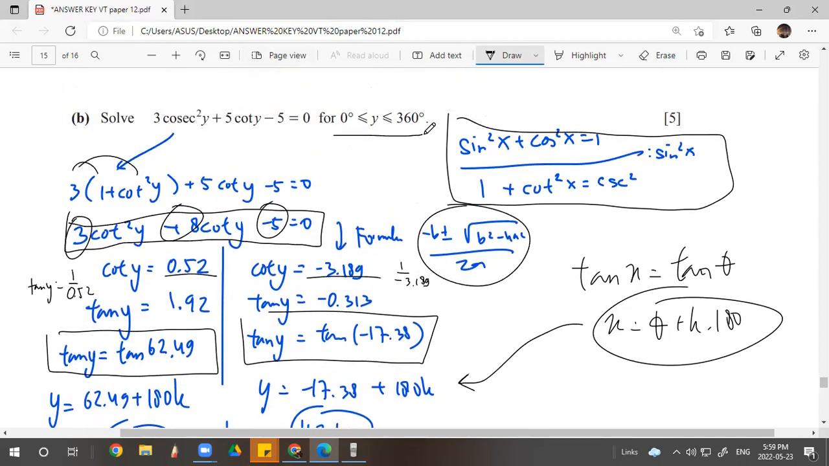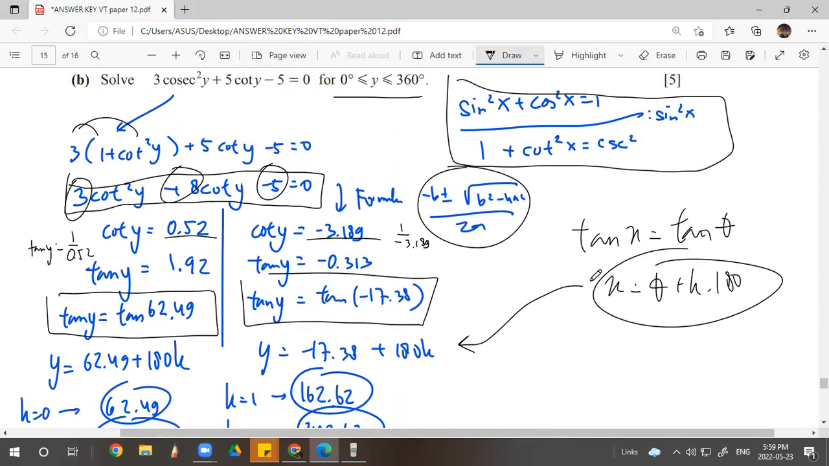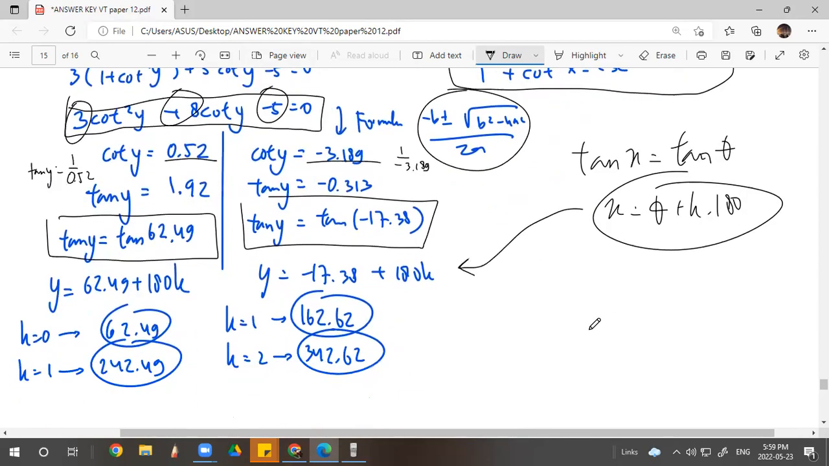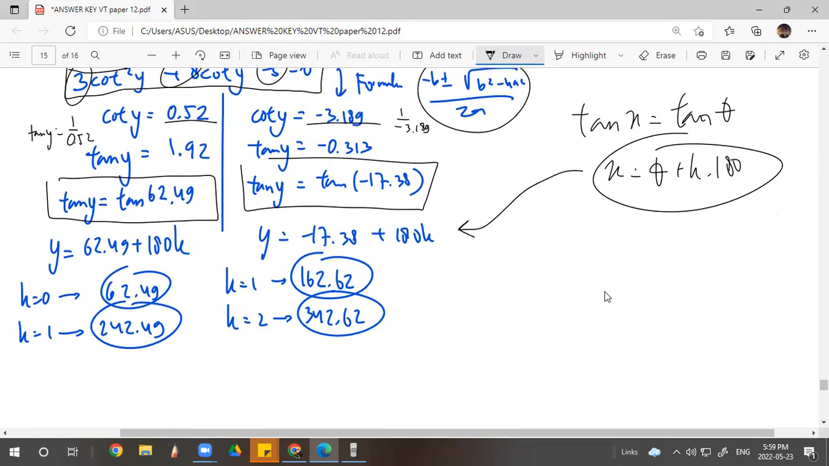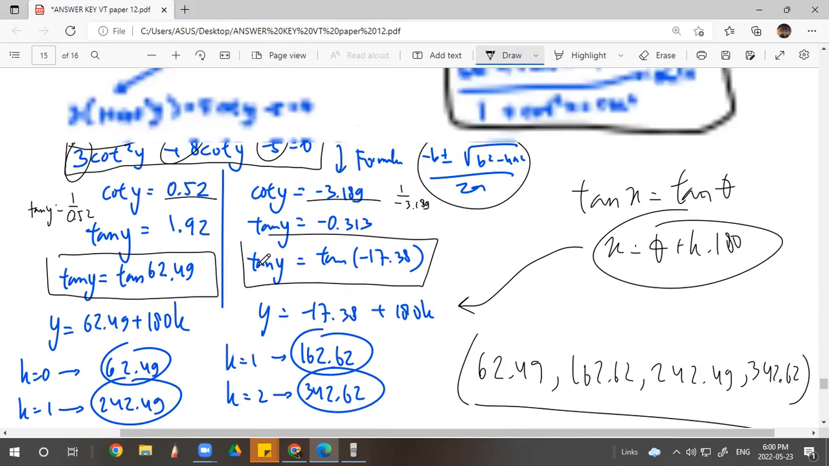If it is more than 360 or less than 0, you exclude it. Right, so we have k as 0, you get 62.49, and k equals 1, you just add, and this. We have 4 answers: 62.49, 162.62, 242.49, and then 342.62. That's the answer. 4 possible answers.